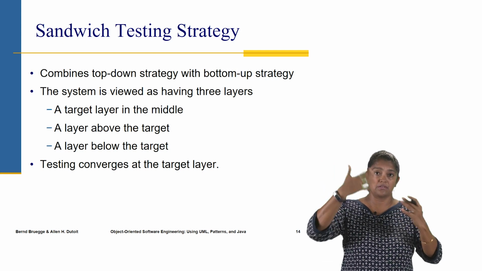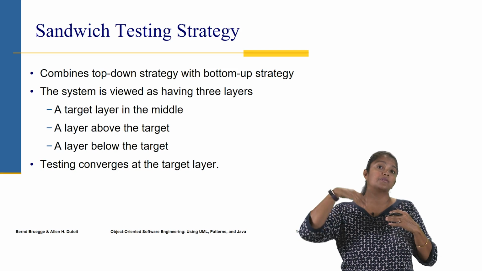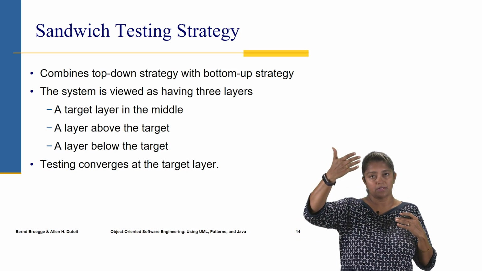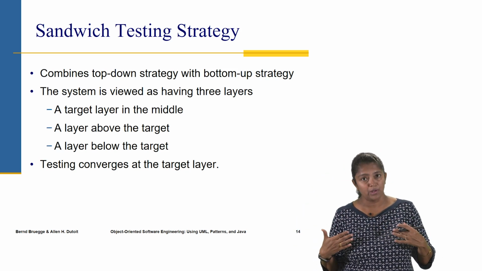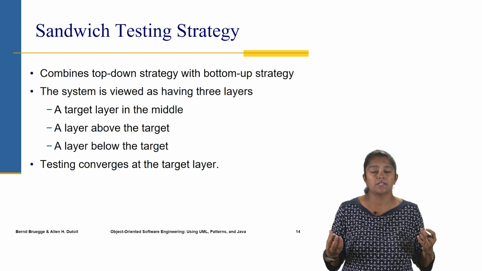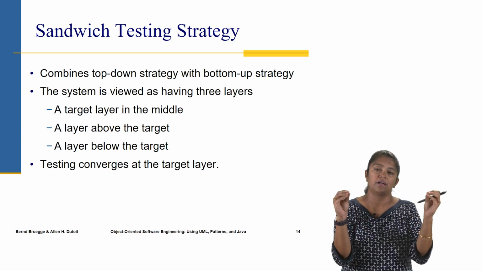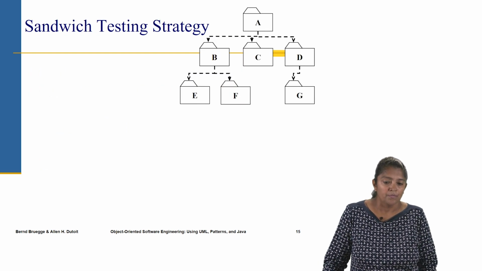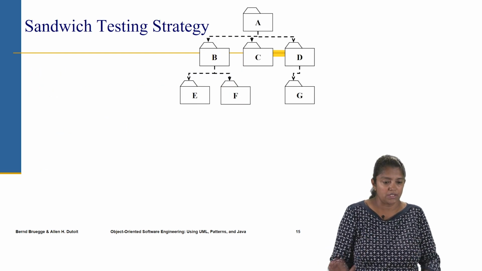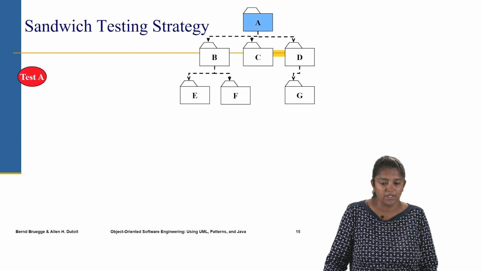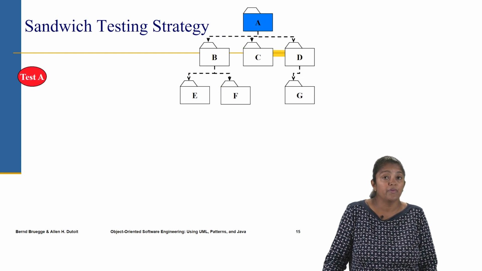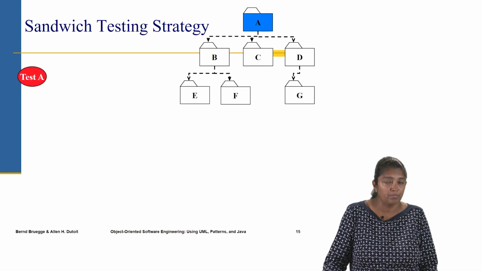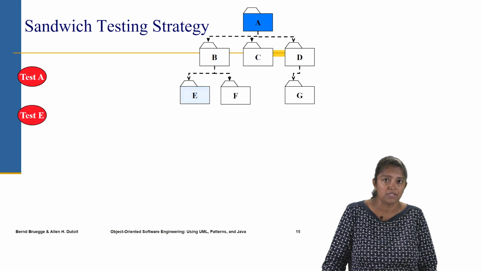Once we have that target, we're going to look at it as 3 layers. We're going to have the upper layer that's above the target, and the lower layer that's below the target. And the idea is that the testing must converge at that target layer. So let's see how this looks. We're going to use that same system that we have with the 3 layers.